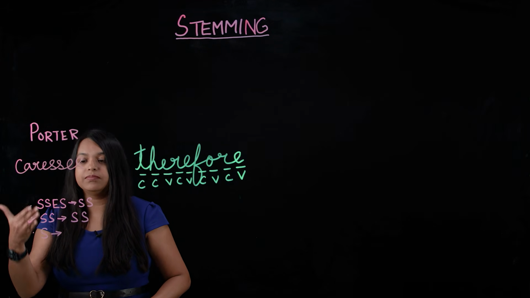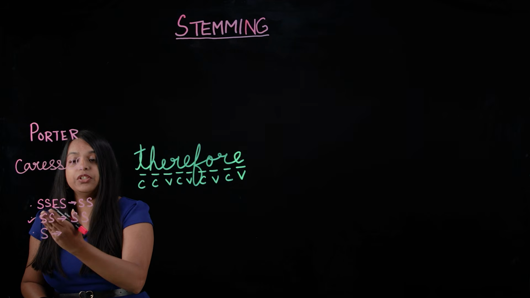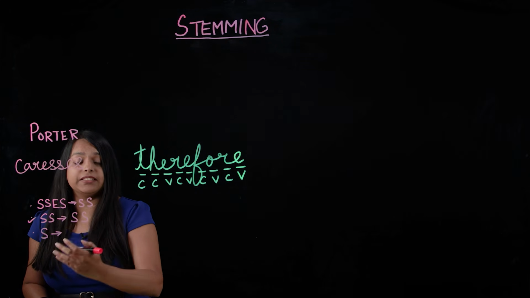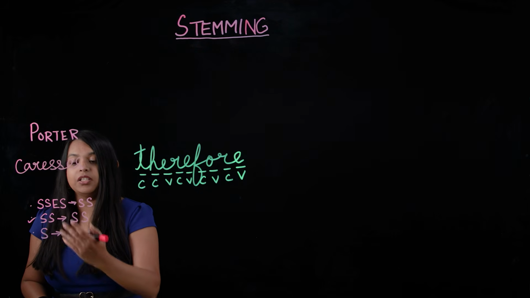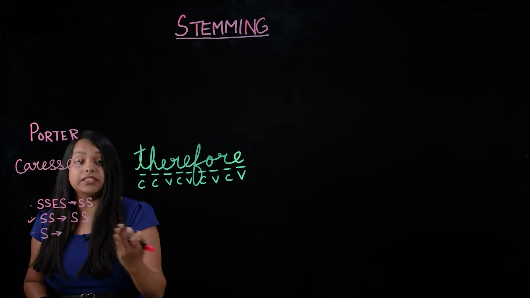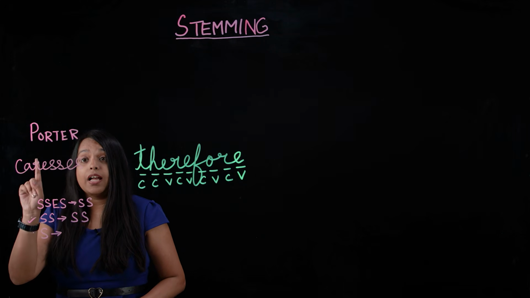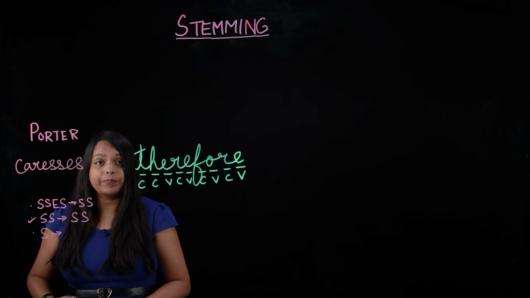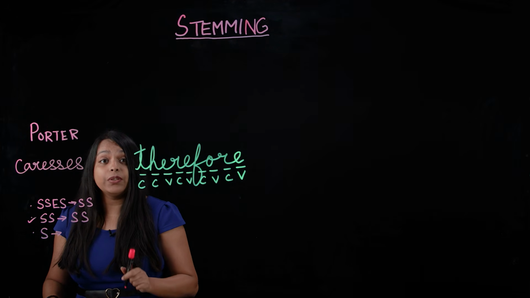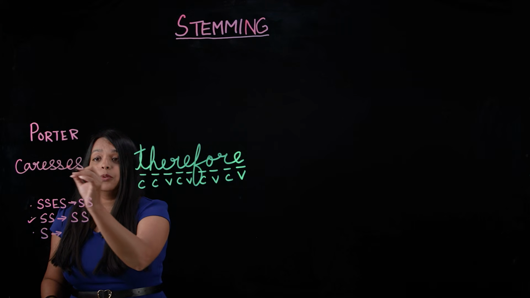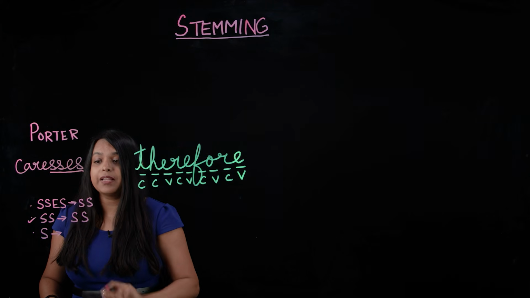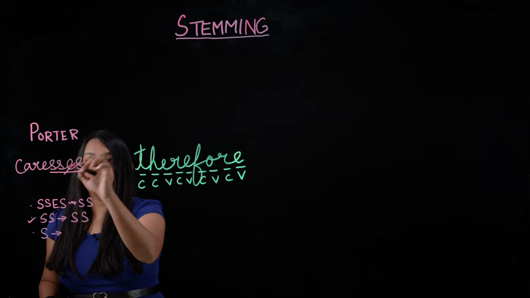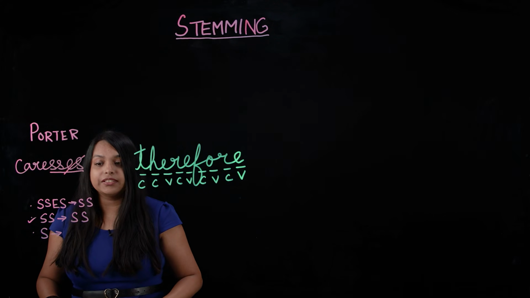And these are the 3 rules that might apply to caresses. You look at SSES present and replace it with SS, or you look at SS present and keep it the same, don't replace it, or you look at S and just eliminate it, that is, replace it with nothing. As you can see, for the word caresses, more than one of these rules would apply. But the trick over here is to look at the longest matching substring, which in our case is SSES, and apply the first rule over here. So this will then become caress, which is correct.